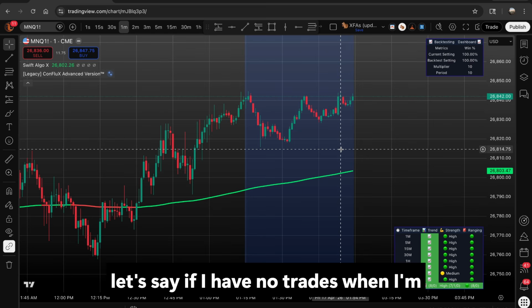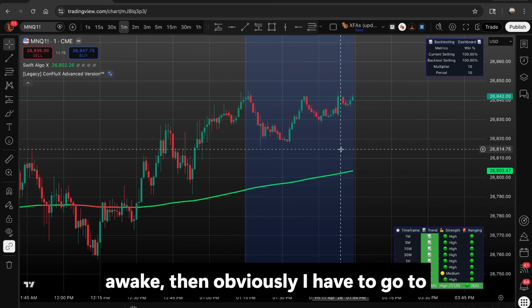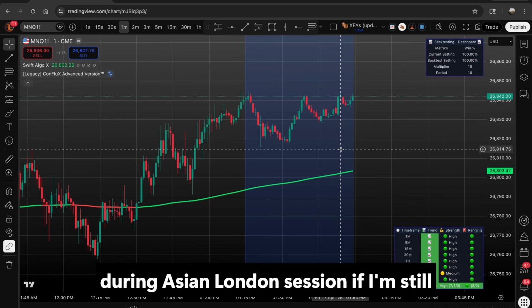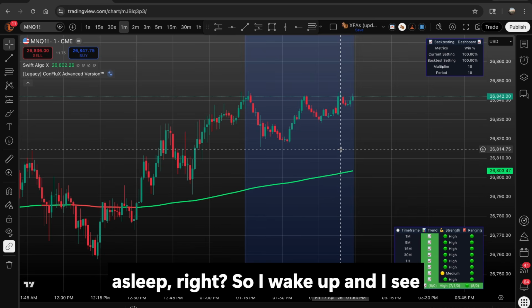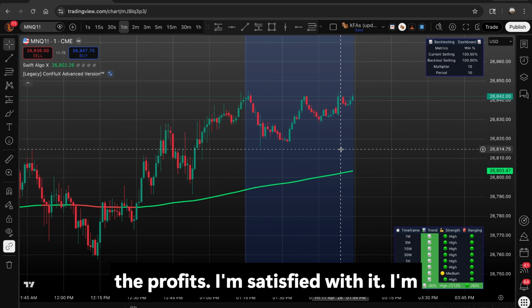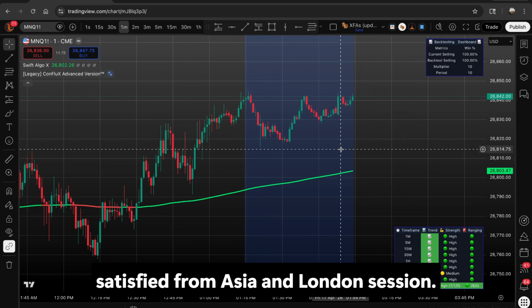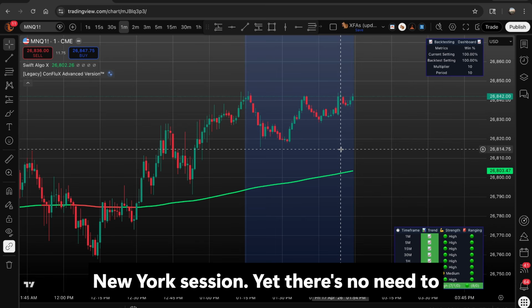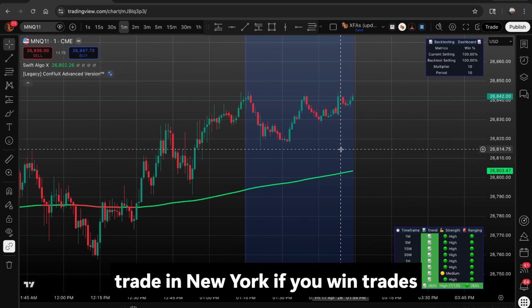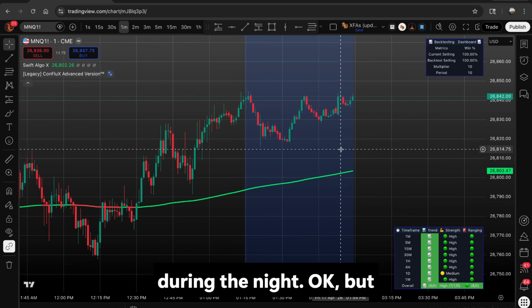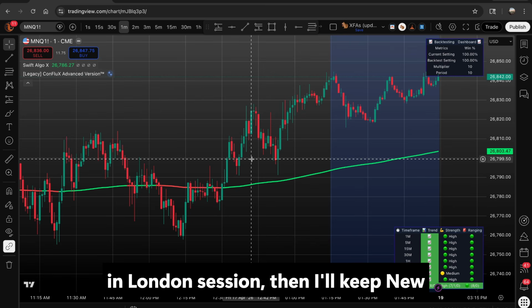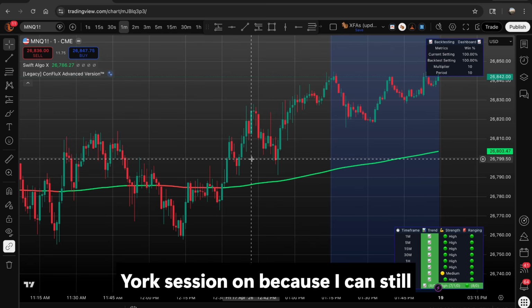But let's say I have no trades when I'm awake, then obviously I have to go to sleep, and it can still trade during the Asian London session while I'm asleep, right? So I wake up, I see the profits, I'm satisfied from the Asia and London session, so I'm turning off my automation before the New York session. There's no need to trade in New York if you win trades during the night. But if I have no trades from the Asia and London session, then I'll keep the New York session on because I can still win trades in the New York session.